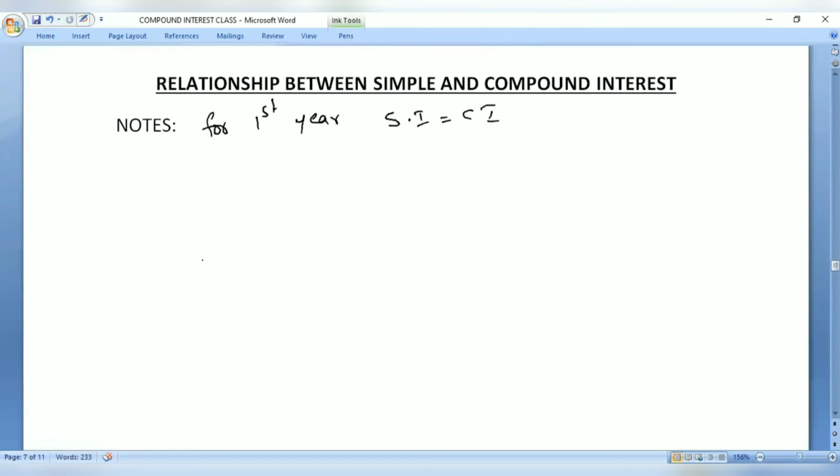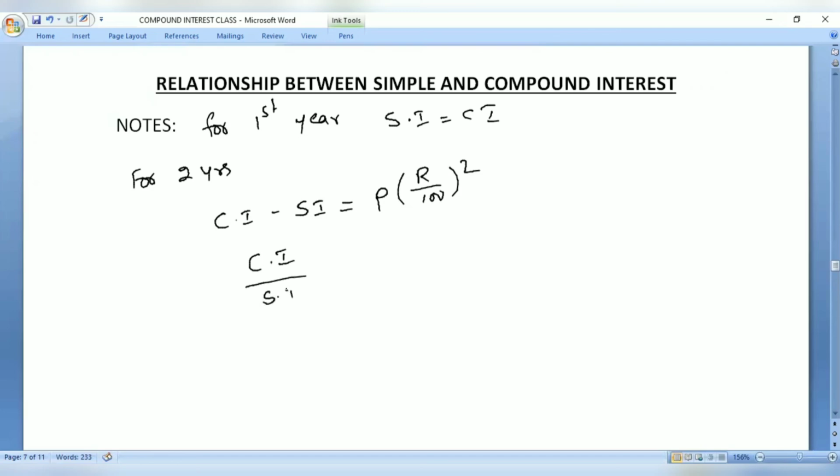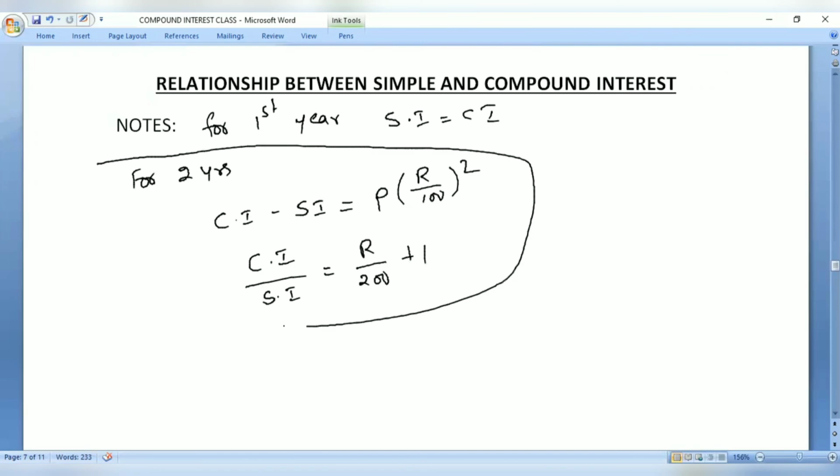Okay. For example, if they ask the difference between compound interest and simple interest for 2 years, the formula is P into (R by 100) whole square. If they ask you the ratio of compound interest to the simple interest for a period of 2 years, the formula is R by 200 plus 1. This is for 2 years.